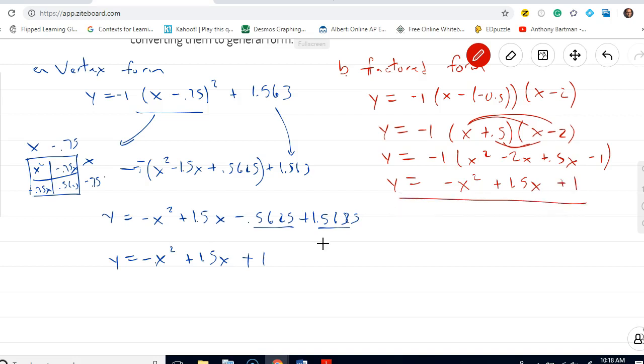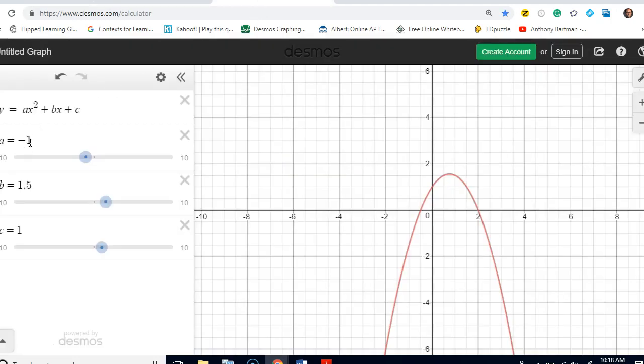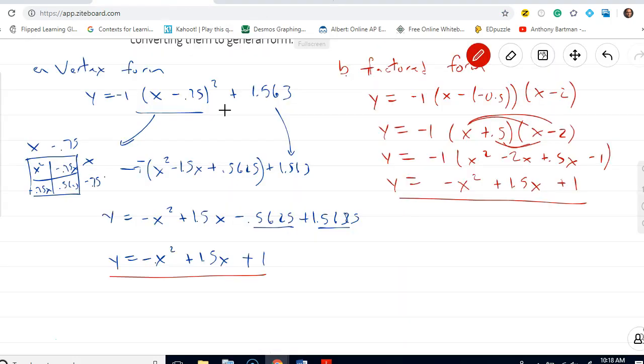So we end up with this one, which is the same as this one, which is the same as A, B, and C. So there you go. We just showed that these are equivalent expressions, equivalent equations, and they are both in general form. All right, so there you go. Good luck.